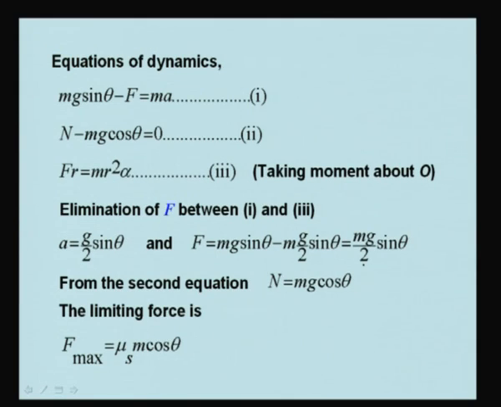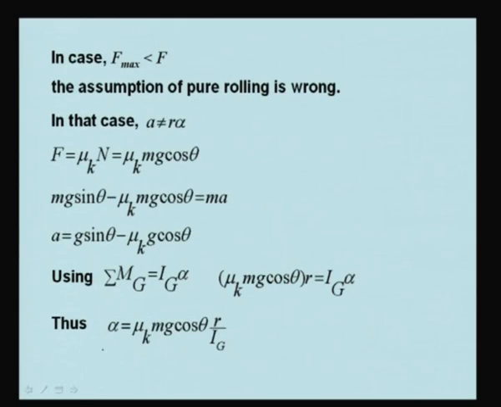So the limiting force is F max is equal to mu s times mg cos theta. We have to see that the force we have obtained, mg by 2 sin theta, should be less than mu s into mg cos theta. In case you get F max smaller than F, then the assumption of pure rolling is wrong.